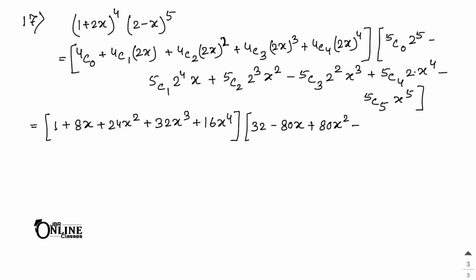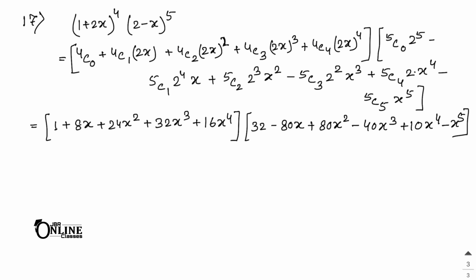Next here 5c3, that is 10, and here 2 to the power 2 means 4, so it becomes 40x cube. Now the last one here 5c4, equal to 5 into 2, it becomes 10, so 10x to the power 4, and last one will be x to the power 5. So that is your full expansion.